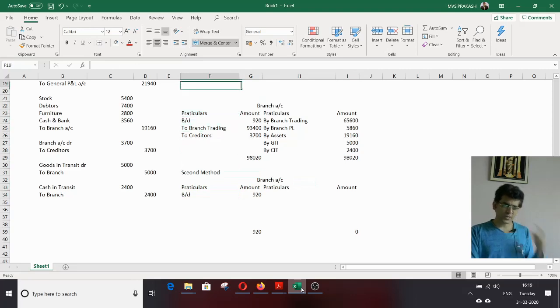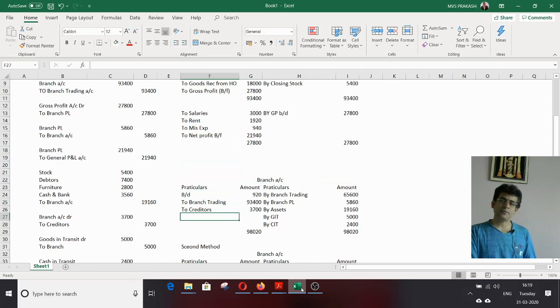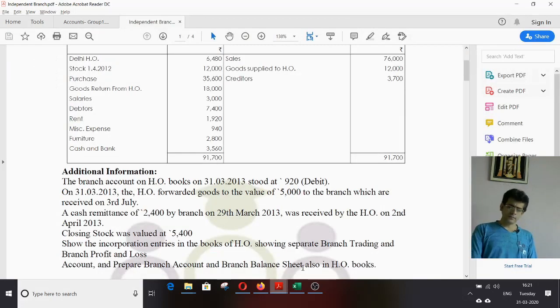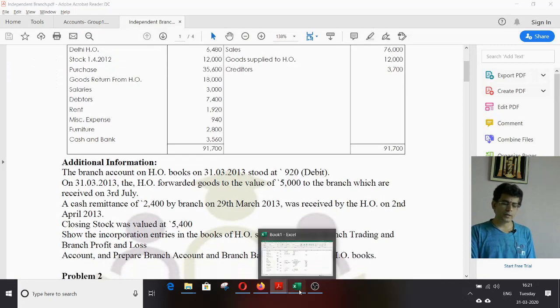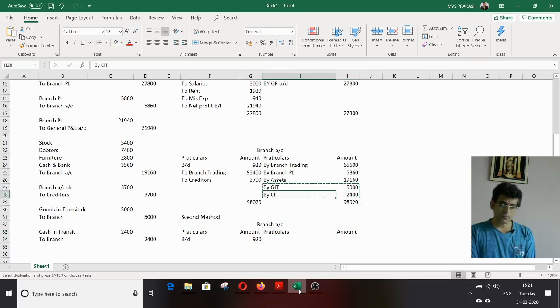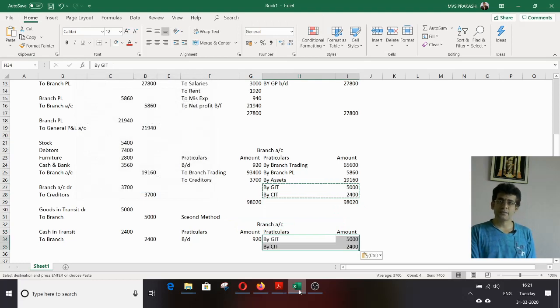Better you finish off the problem till here, so we can proceed further and see the second method branch account and we'll close the balance sheet. So with that I can say the first problem is done. Just quickly copy down till that extent what we have finished so far. Hope you have done with this. Now we'll do the branch account as per the second method, then we'll prepare the balance sheet. With that I can say the first problem is done. Now balance brought down remains the same, and by goods in transit as well as by cash in transit, that remains the same.